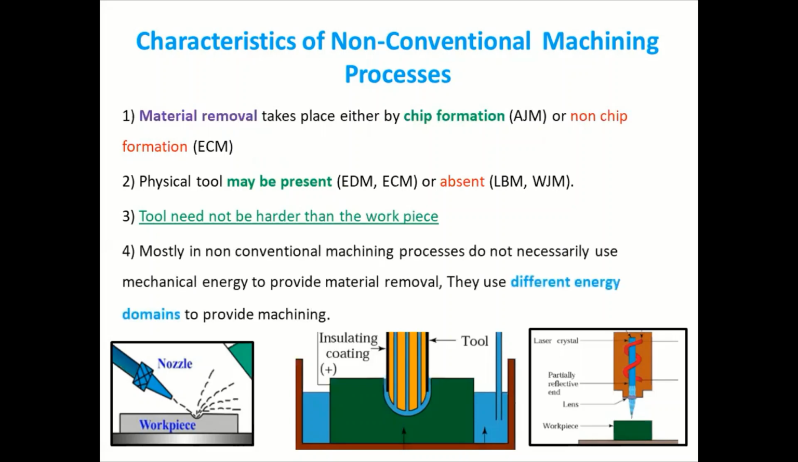Mostly in non-conventional machining processes, we try to avoid mechanical energy and use different energies, such as electrical energy, chemical energy, and thermal energy. So most of the time we use such energy for the removal of the material.